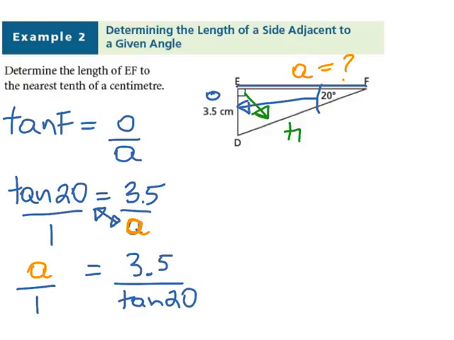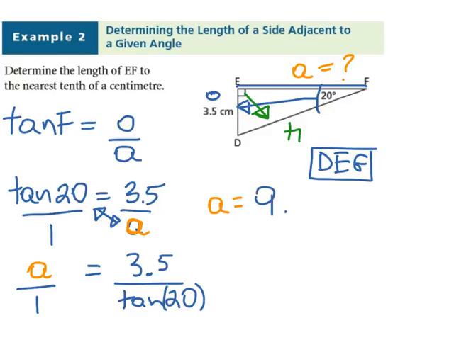Now we could solve for our missing adjacent side. Plug this in your calculator, put brackets around the 20, make sure you're in degree mode, and the answer to the nearest tenth of a centimeter is 9.6 centimeters.